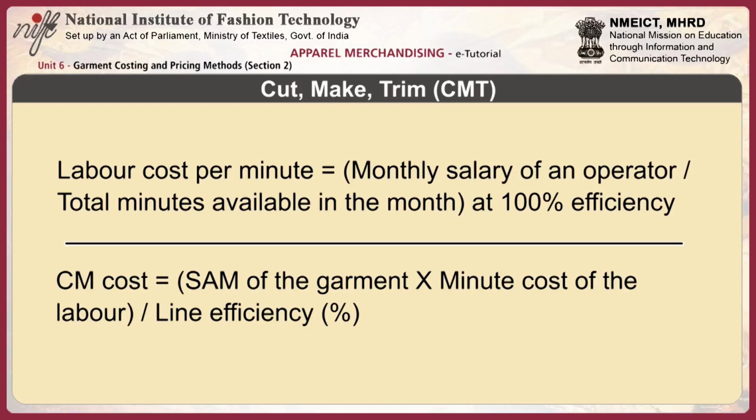It can also be calculated like this: labor cost per minute is equal to the monthly salary of an operator divided by total minutes available in the month at 100% efficiency. CM cost is equal to the SAM of the department multiplied by the minute cost of the labor, divided by line efficiency.